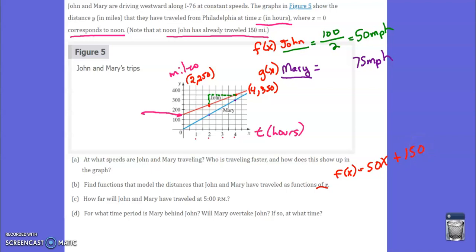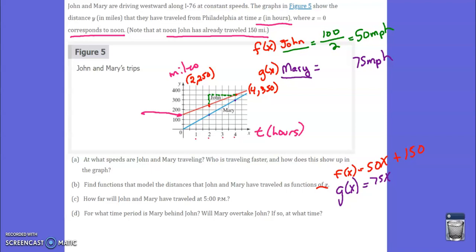That's John. And then notice Mary, we're going to say g of x is 75. Her rate is 75 miles per hour. And then she started at 0. So we can put plus 0 there if we want to, but those are the two functions.